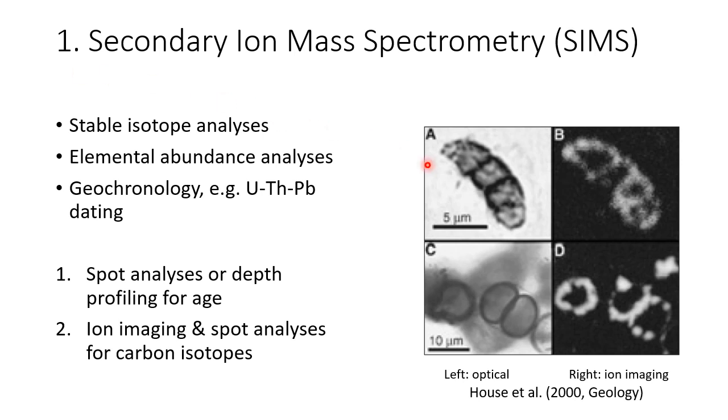So this is an example from Chris House, where on the left we have optical images of these microfossils. On the right we have ion images of the same microfossils in carbon-12, and you can see the very close association of carbon with the walls of these cells.